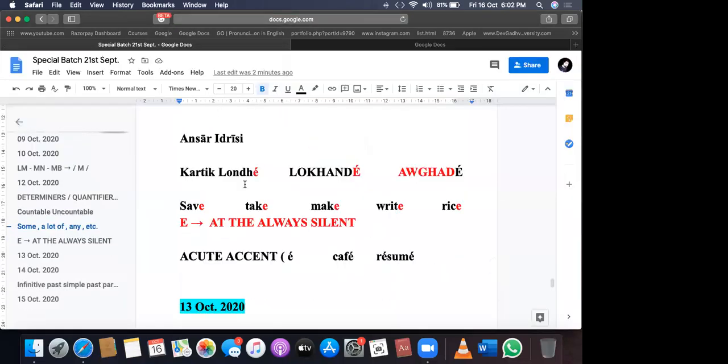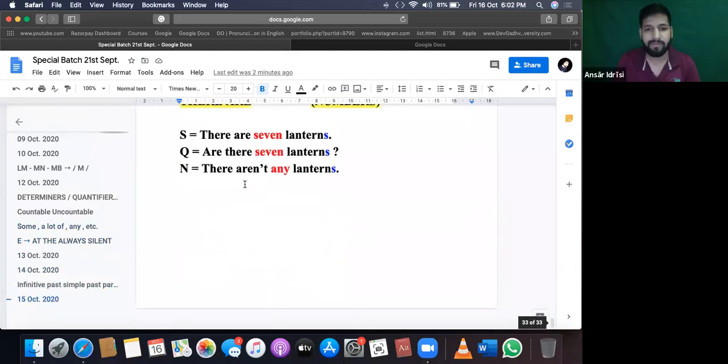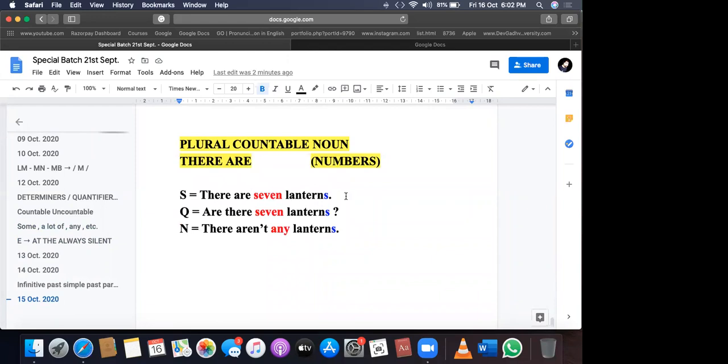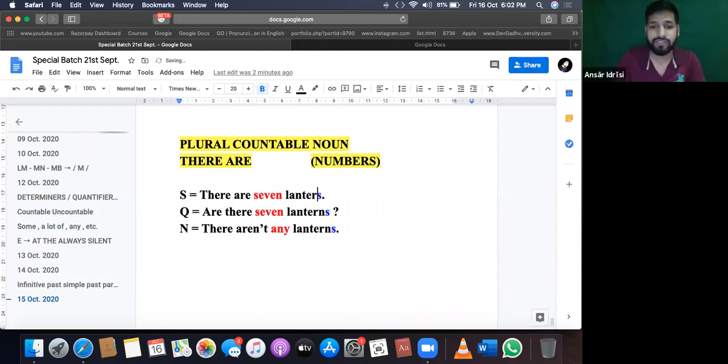For example, with a plural countable noun, we are going to make sentences with numbers. There are 7 lanterns. Are there 7 lanterns? There aren't any lanterns. There are 9 speakers. Are there 9 speakers? There aren't any speakers. There are 74 students. Are there 74 students? There aren't any students. There are 90 pillows. Are there 90 pillows? There aren't any pillows. I want you to make sentences with numbers like 7, 98, 89, 49, million, billion, trillion, zillion.